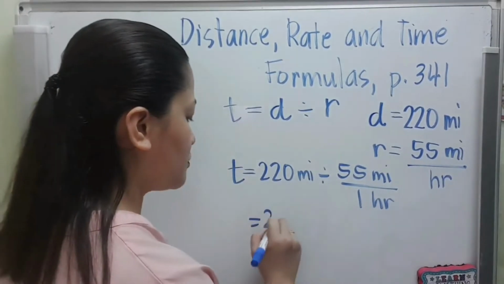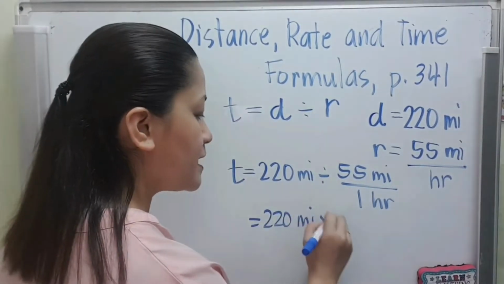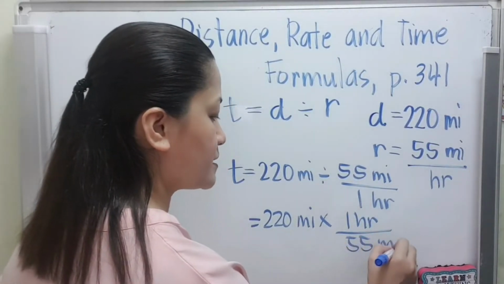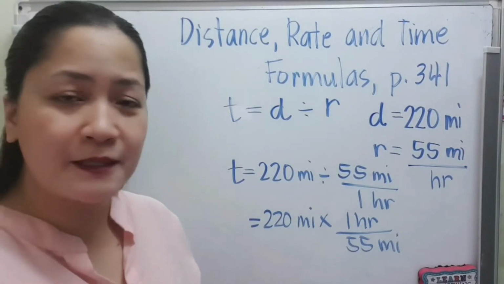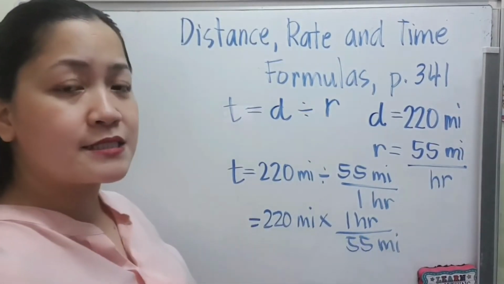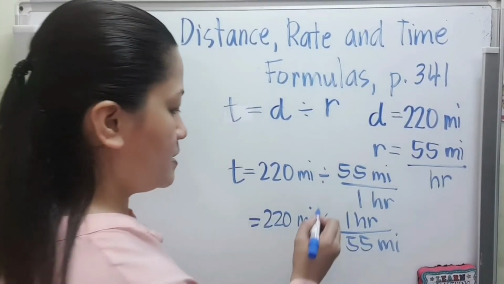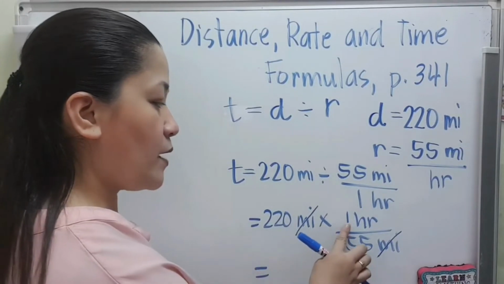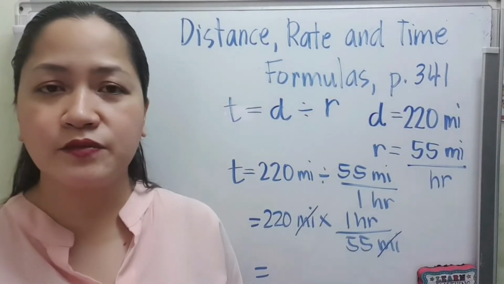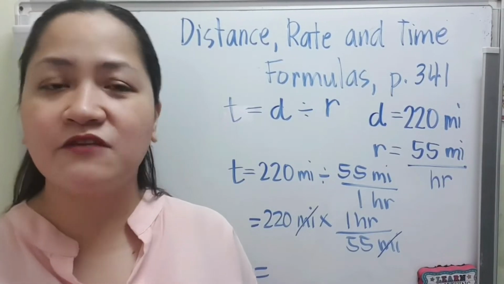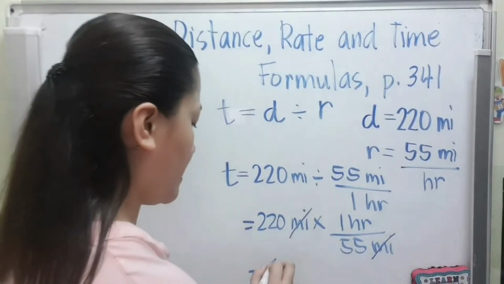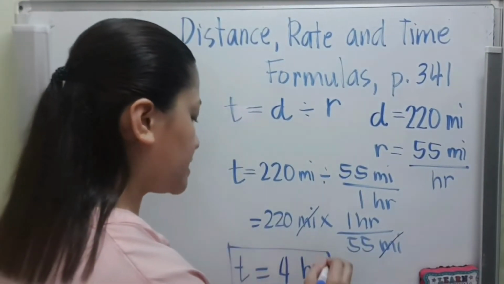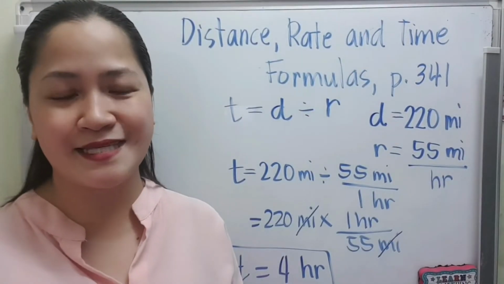So this will become 220 miles times 1 hour over 55 miles. And then, how do we multiply? We can cancel out miles since miles over miles is 1. So we can cancel that out. And then, we have 220 times 1 over 55. 220 times 1 is 220. Divided by 55 is 4. And the unit that we have is hour. So that means it will take her 4 hours to reach her destination.